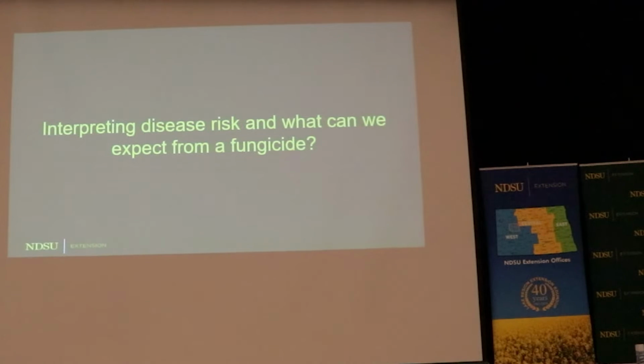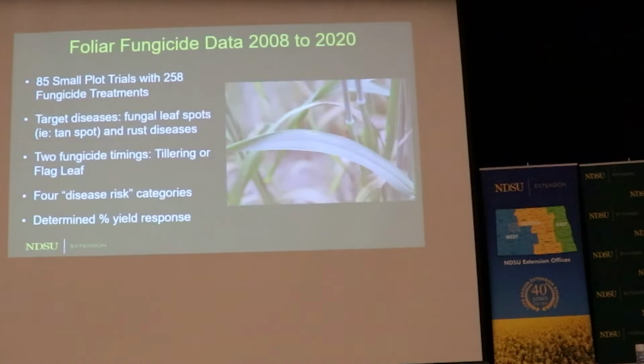So there's a couple data sets I'm going to run through. A lot of these are multi-location, a lot of years of generation, just to try to get a more precise measurement of disease response. The first one I'm going to look at is data from 2008 to 2020. So the good thing is I have a different disease risk each year. But how do I start grouping these together?